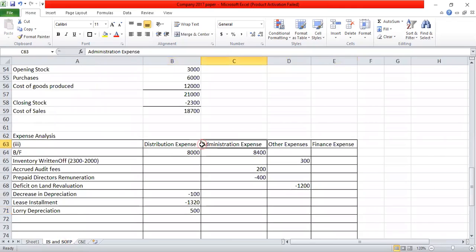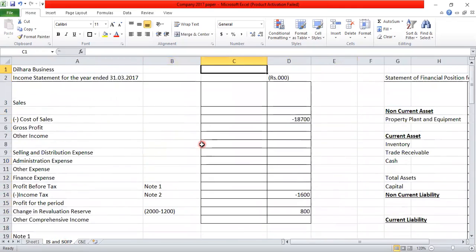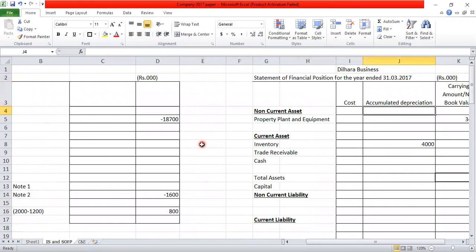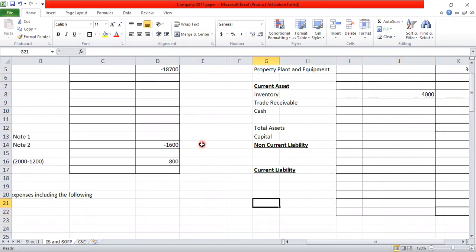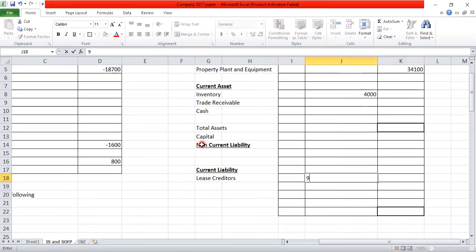So I'll go to the SOFP. First of all, I'll record the current liability. I'll record it as lease creditors. How much is the amount I can record? 902. Then under non-current liability, I have lease creditors.